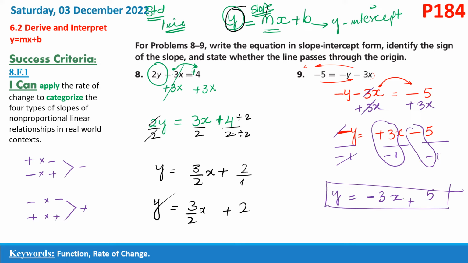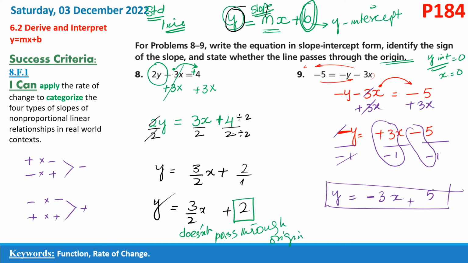Now the question is, determine if the line passes through the origin. What is meant by passes through the origin? It means that the y-intercept should be 0, which means x equals 0 and y equals 0. So this b should be 0. Now in the first equation, this b is 2. So it does not pass through the origin. Similarly, the other equation has b equal to 5. So this also doesn't pass through the origin.